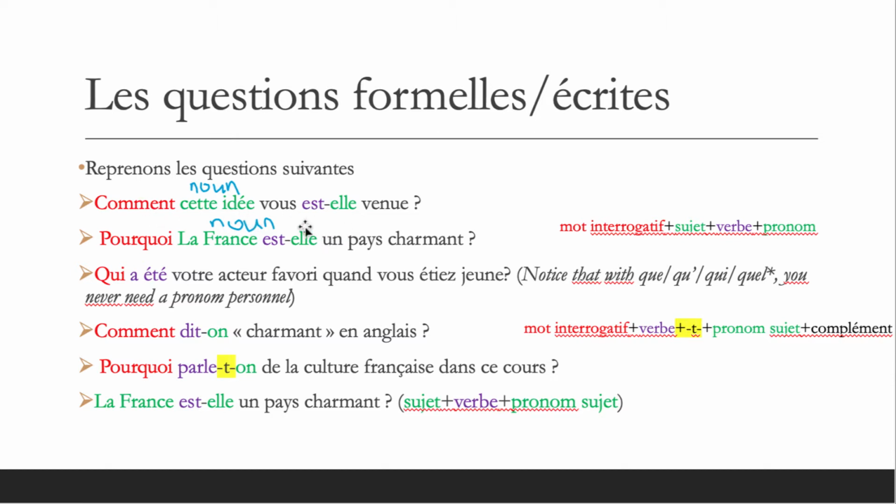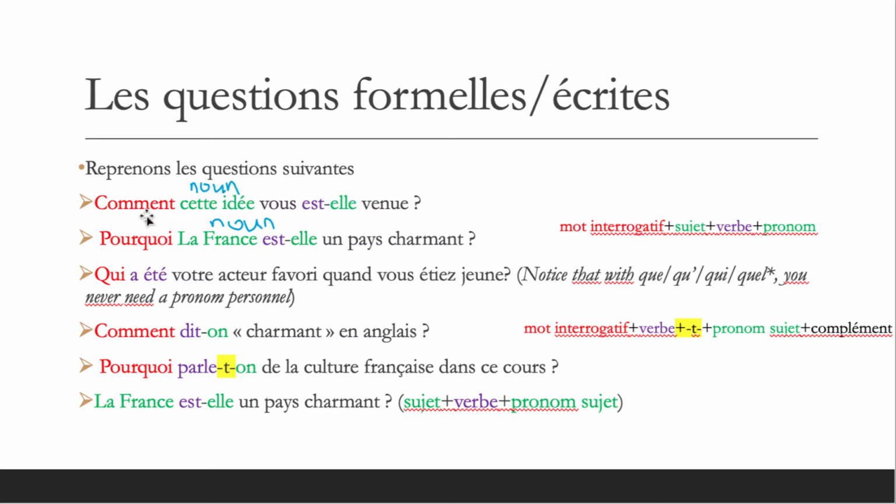If I just said "comment vous est-elle venue," I'm not sure what you are talking about, right? Are we talking about a person? Are we not talking about une idée, right? So it actually makes your sentence less ambiguous. So in that case, whenever you want to make your sentence more clear, you always have to have the noun that you're referring to, and then you add the pronom that it corresponds to.